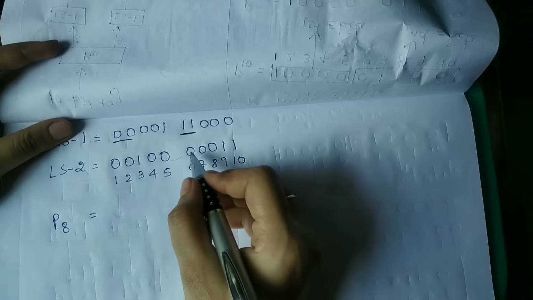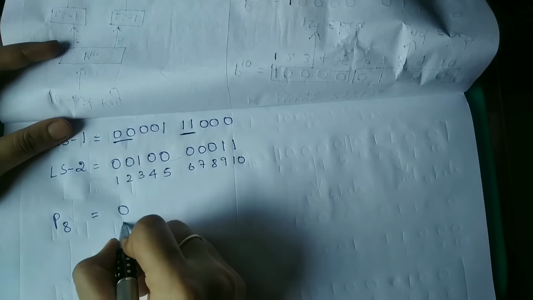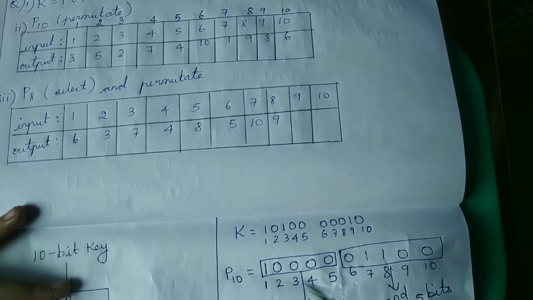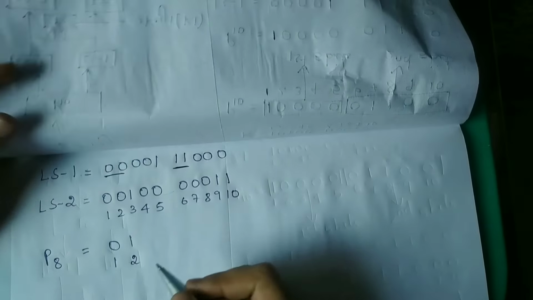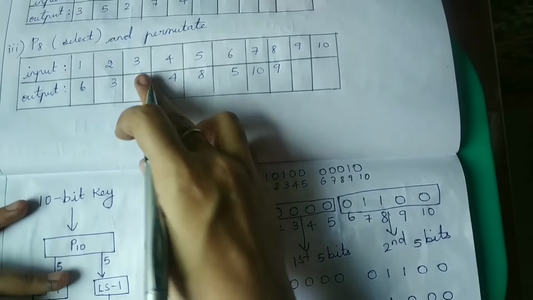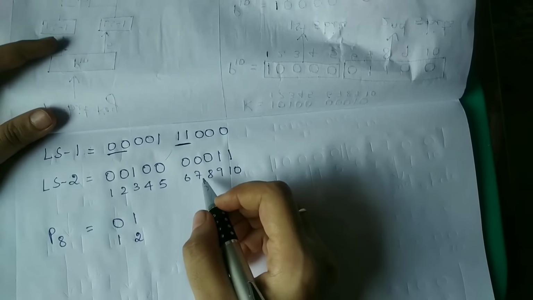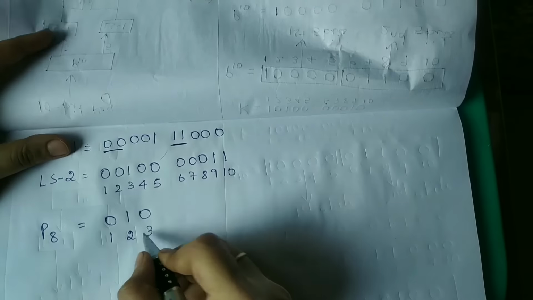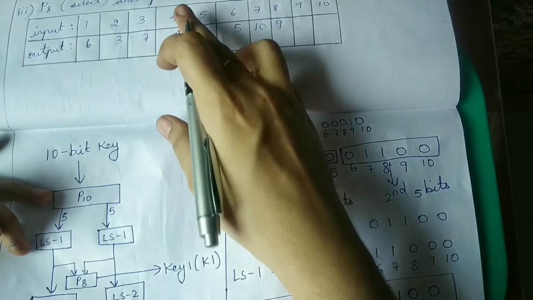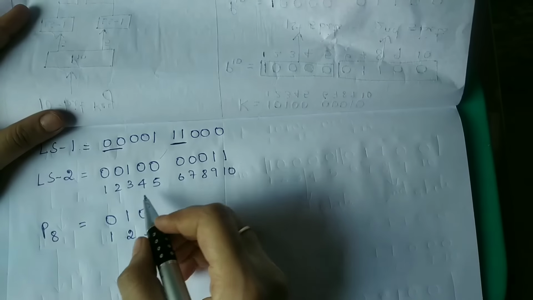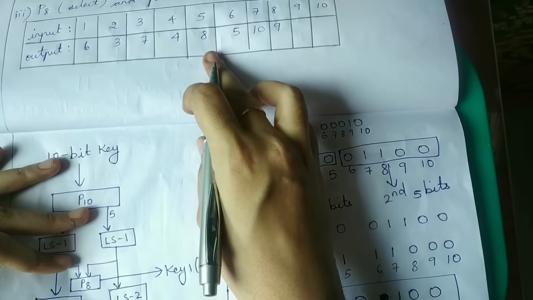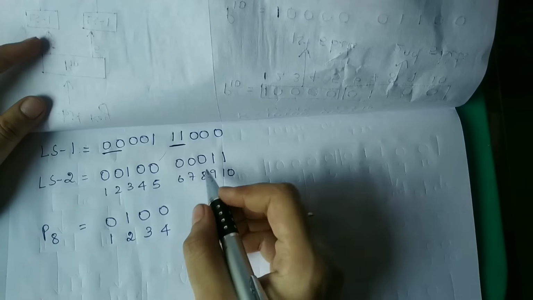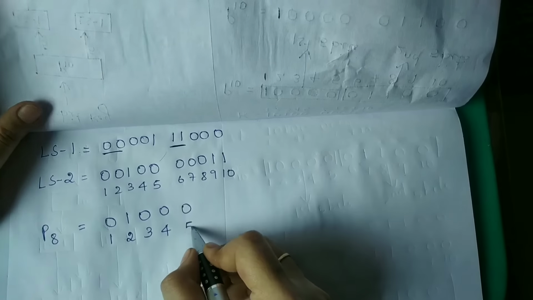So sixth bit is 0, so 0 to 1. Next it is 3 to 2. The third bit is 1, so 1 to 2. Next it is 7 to 3. Seventh bit is 0, so 0 to 3. Next it is 4 to 4. The fourth bit is 0, so 0 to 4. Next it is 8 to 5. Eighth bit is 0, so 0 to 5.